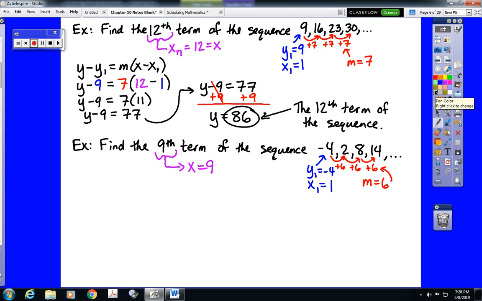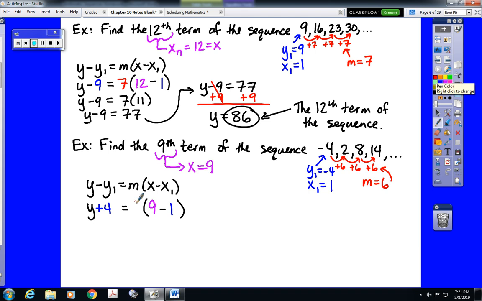So again, we go to point-slope form. y minus y1 equals m times x minus x1. We plug in what we know, which is we know y1, we know m, and we know x, and we know x1. y1 is negative 4, so that becomes y plus 4. x1 is 1. For x, we're going to be plugging in 9, and m is going to be 6. So again, the sign changes here because we're doing minus negative 4. When we subtract a negative, that is a positive.